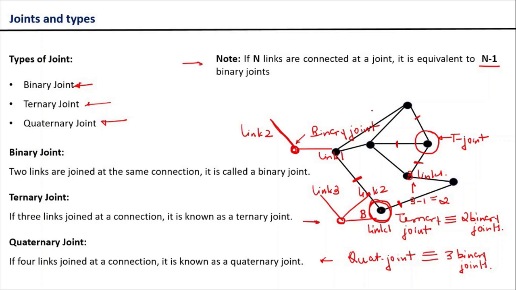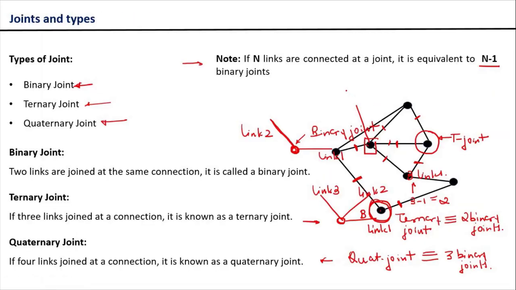Very important. Now if you come to this one, at this joint, how many links are connected? Link 1, 2, 3, 4. So this will be referred to as a quaternary joint. You can see that different types of joint, be it binary, ternary or quaternary, are going to form a kinematic chain. So you have to be very careful about which joint is binary, which joint is ternary and which joint is quaternary.